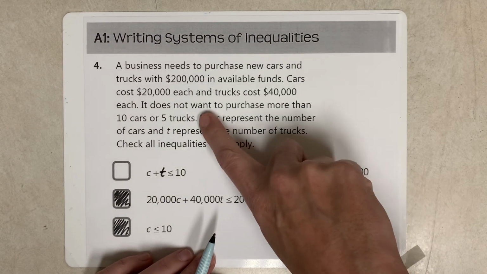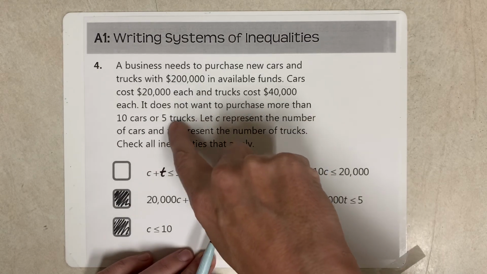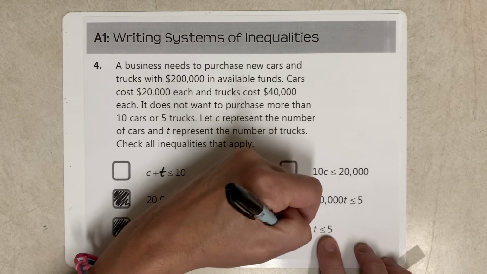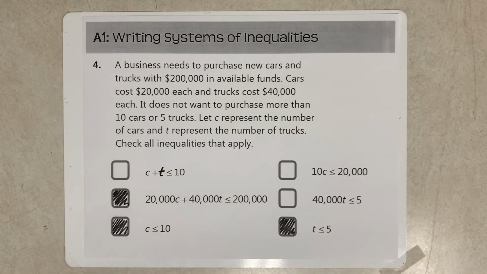This one says the number of trucks has to be less than or equal to 5. That's definitely true because it says they don't want to purchase more than 10 cars or 5 trucks, and that represents less than or equal to 5 trucks. So for this problem, we have 1, 2, 3 inequalities that we would check, and the other ones we would definitely not check. So this is a really good video for a couple problems dealing with writing systems of inequalities.